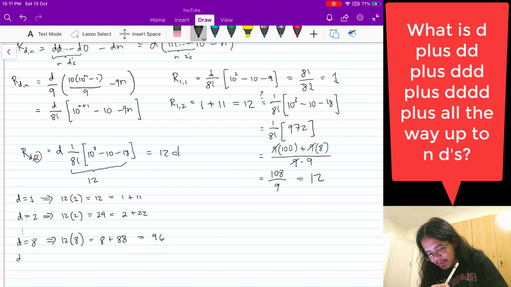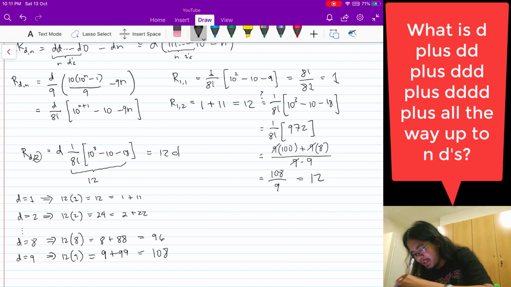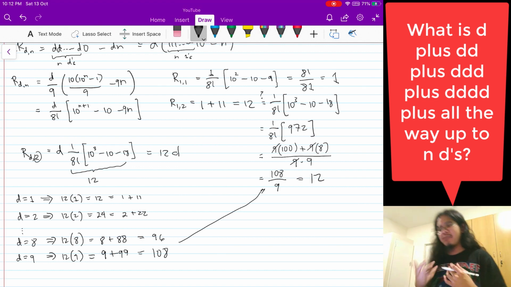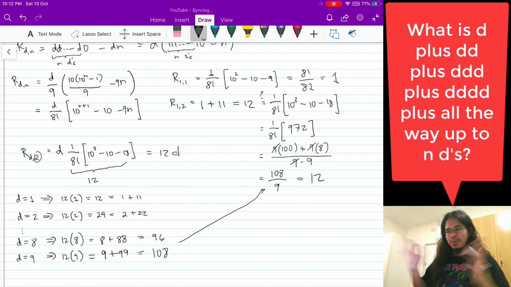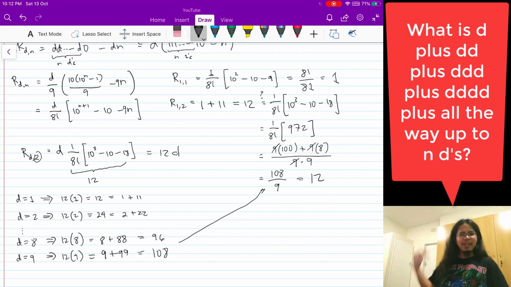So you have D equals 9. What does that mean? 12 times 9 is nothing but 9 plus 99, which is of course 108, which of course we've seen here. 108 over 9, which we said was 12. But amazing, right? 12 has this property that if you multiply 12 by any single digit number, the shortcut is you take that single digit number and add it with that single digit repeated.